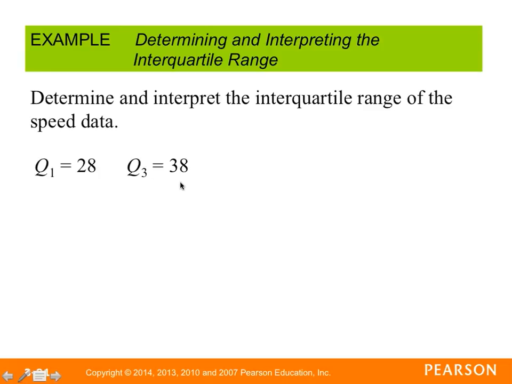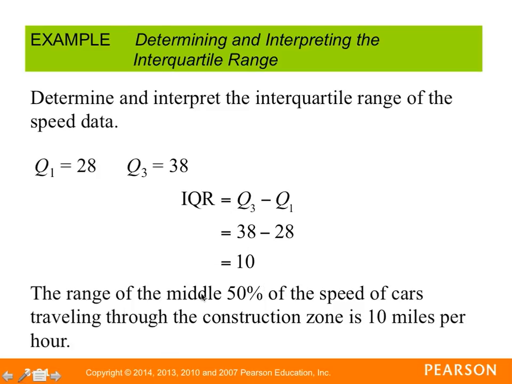So in our case, we had 38 as Q3, 28 as Q1. So 38 minus 28 gives you an interquartile range of 10. So that means that the range of the middle 50% of the speeds of cars traveling through the construction zone is 10 miles per hour.